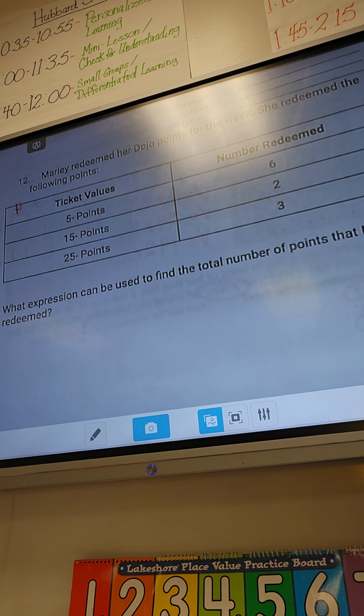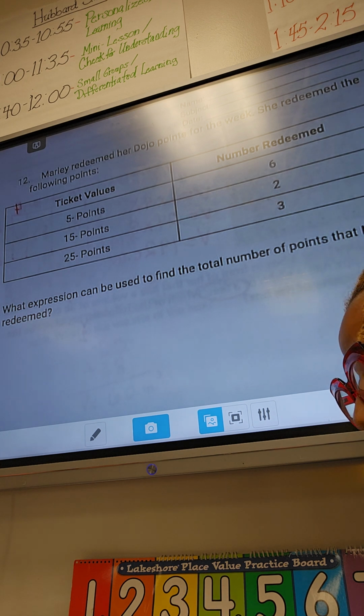All right, Marley redeemed her dojo points for the week. She redeemed the following points. She redeemed 6 tickets for 5 points, 2 tickets for 15 points, and 3 tickets for 25 points. What expression can be used to find the total number of points that Marley redeemed?